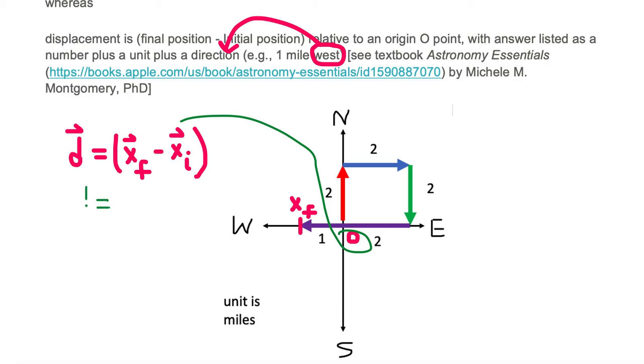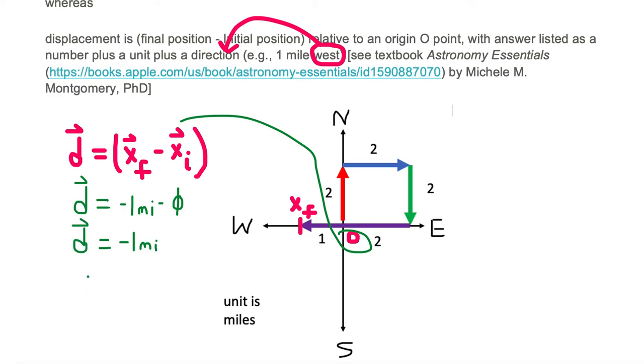The displacement, d with a vector symbol, is equal to x final, which is -1 miles, minus the initial position, or the initial displacement, and that is 0 miles. So the answer is -1 miles. The displacement in this case is -1 miles.